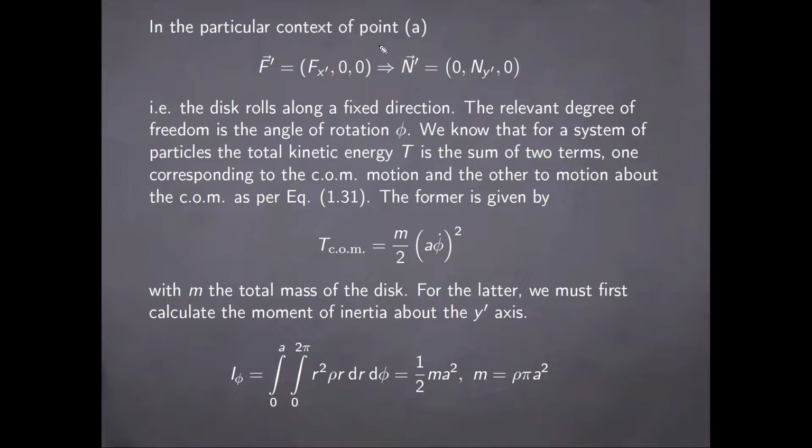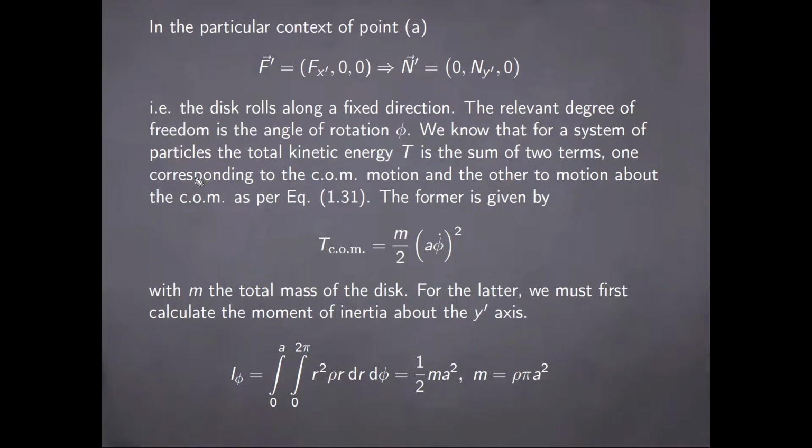In the particular context of point A, the force being applied to the center of the disk has a single component, which is parallel to the plane of the disk. As such, the torque has a single component along the disk's symmetry axis, so the disk rolls along a fixed direction, and the relevant degree of freedom is its angle of rotation phi.